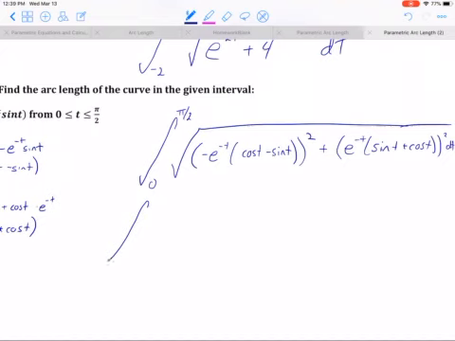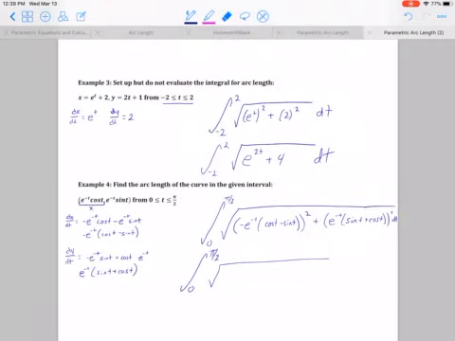Evaluating this becomes a chore. You would at least need to be able to simplify this. The key to simplifying is making sure that the square gets attributed to the negative e to the negative t, as well as the cosine minus the sine and the cosine plus the sine. But we're going to stop there.